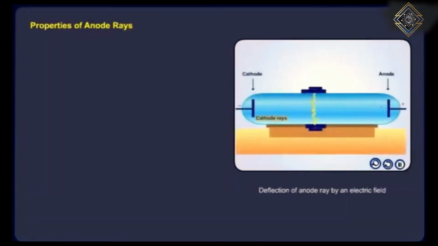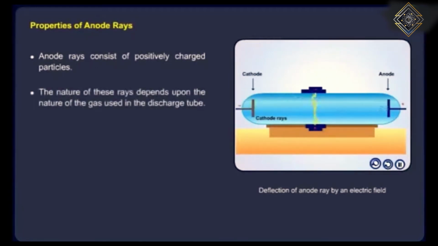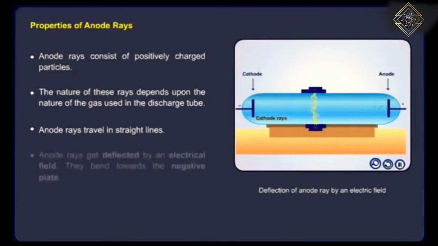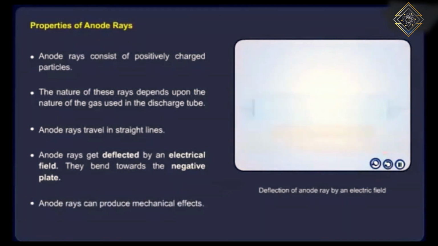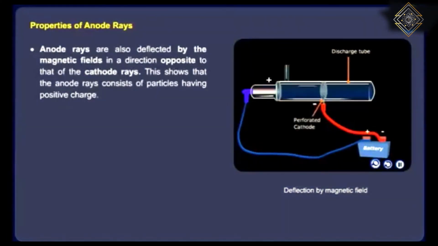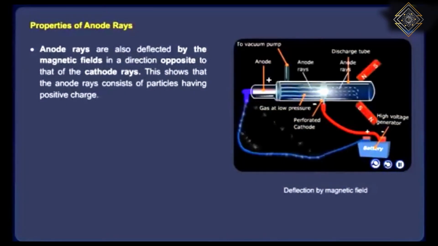Properties of anode rays. Anode rays consist of positively charged particles. The nature of these rays depends upon the nature of the gas used in the discharge tube. Anode rays travel in straight lines. Anode rays get deflected by an electrical field. They bend towards the negative plate. Anode rays can produce mechanical effects. Anode rays are also deflected by the magnetic fields in a direction opposite to that of the cathode rays. This shows that the anode rays consist of particles having positive charge.